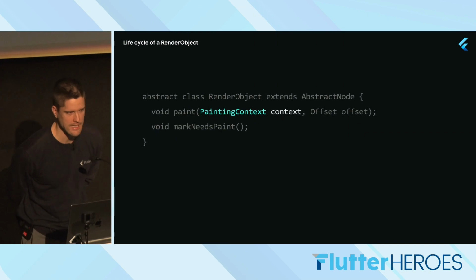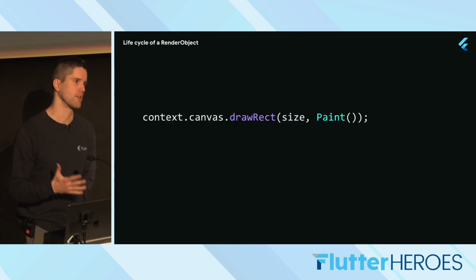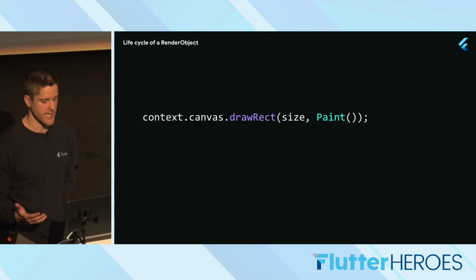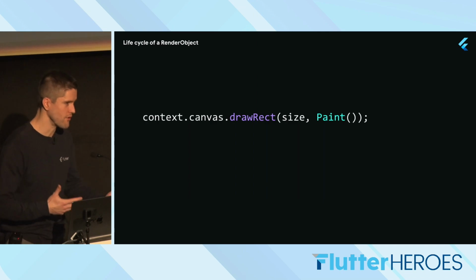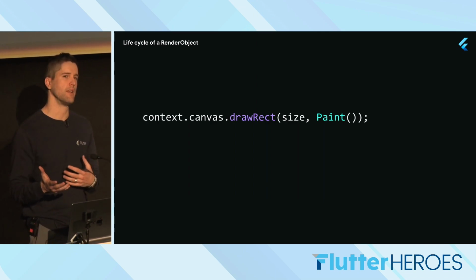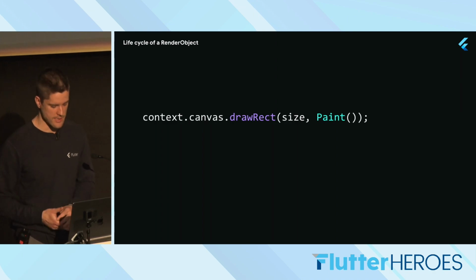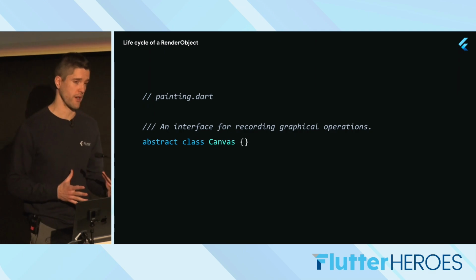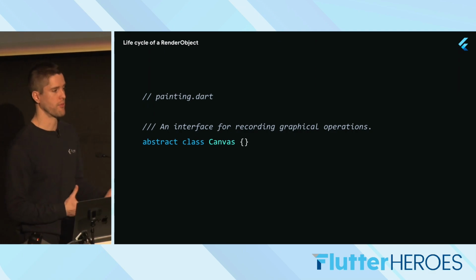Now what about this painting context thing? What is that? Well, if you've ever written or read render object code before, or written a custom painter, you might have seen lines of code like this: context.canvas, draw rect, draw circle, draw line. There's all these methods. And they suggest that before we could ever really know what this context thing is, we may need to understand what a canvas is. So the canvas class's docstring opens with the line, "an interface for recording graphical operations."